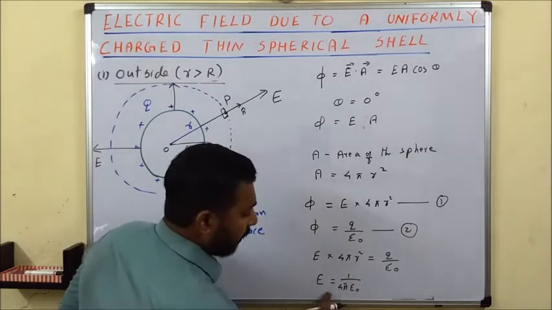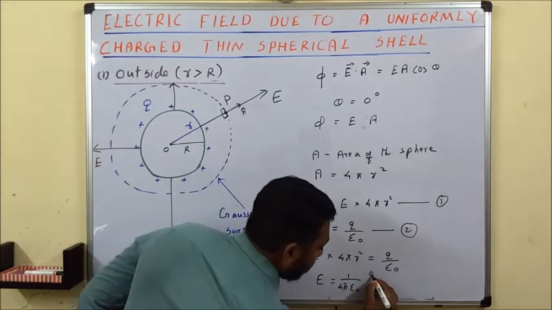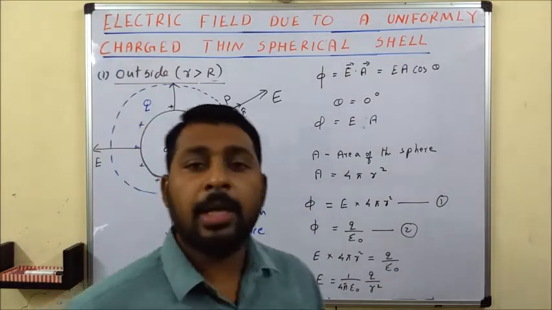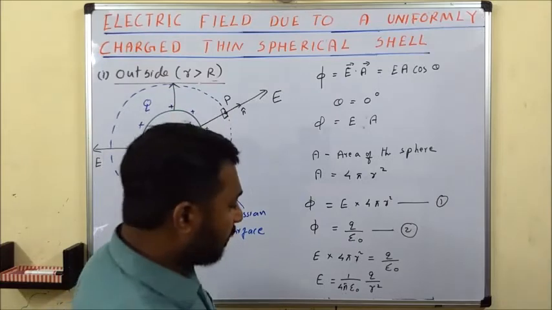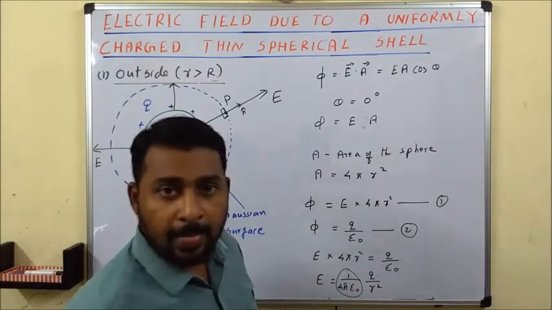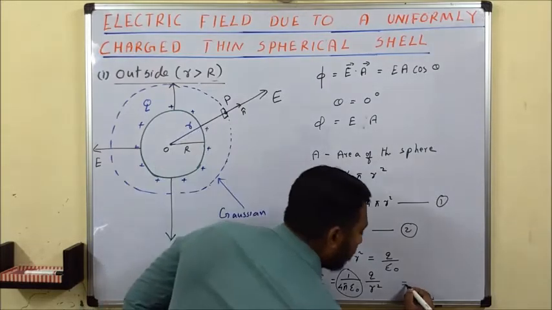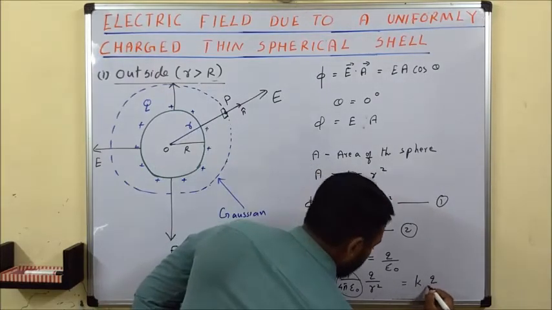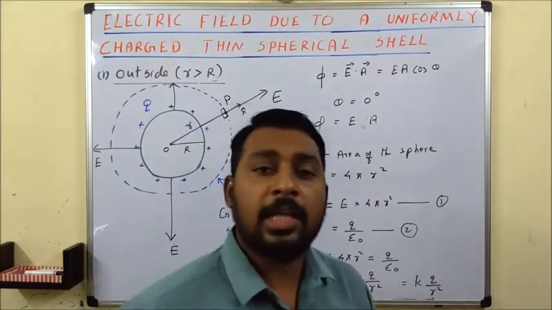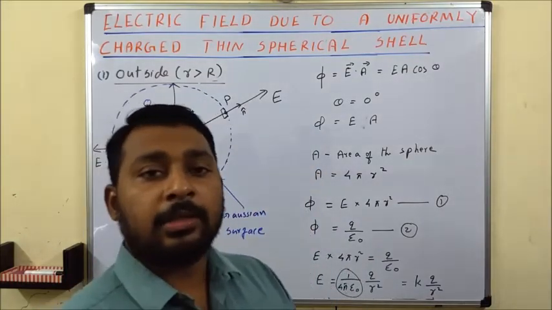epsilon naught, Q divided by r square. So anyway, remember what is this value? It is k. So you can also write that is equal to kq divided by r square.